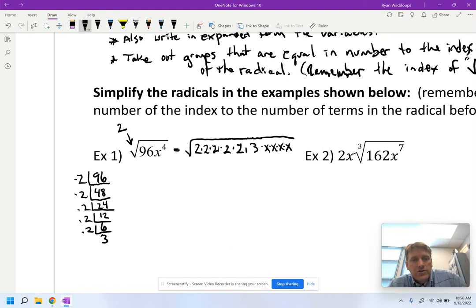So we're looking for pairs of factors. I've got one pair of 2's, another pair of 2's, one pair of x's, and a second pair of x's, and each of those is going to come out as an individual factor. The square root of 2 times 2 is 2. That's the single pair of 2's. And then the square root of 2 times 2, the second pair, that's also 2. And then I've got x times x.